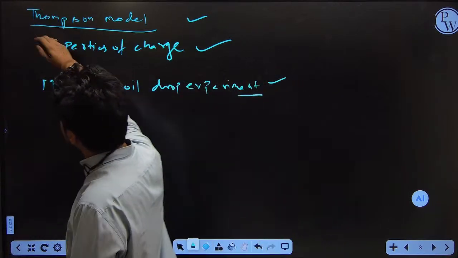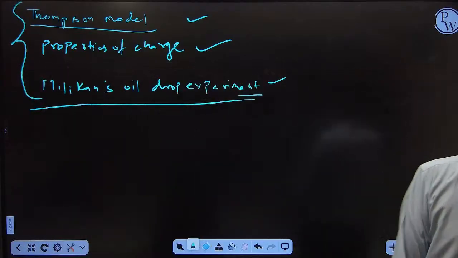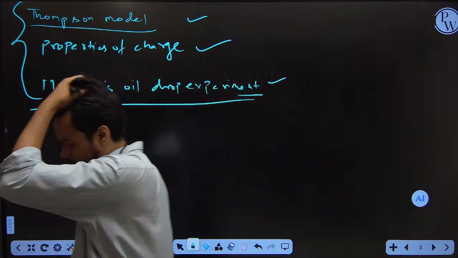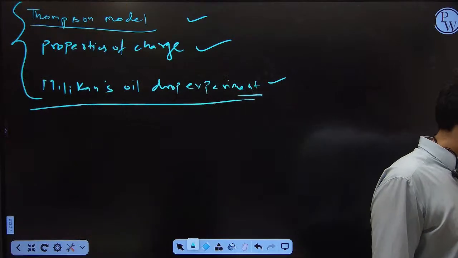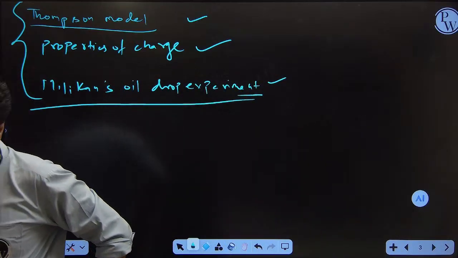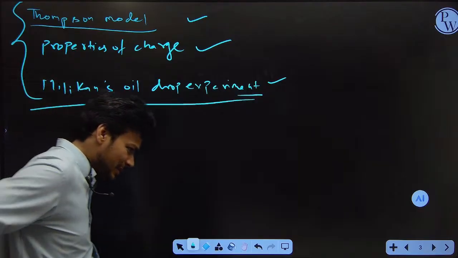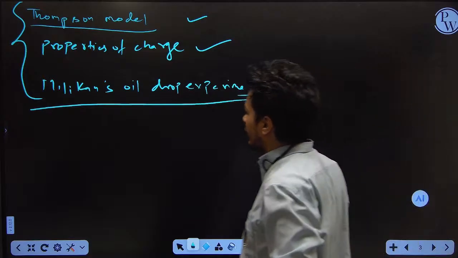Any doubt in these three things? First two weeks in this chapter, it's very difficult to have any doubt. Everything is pretty straightforward. When we get to the modern model, because this is all history, when we get to the current model, that's where things will come. Okay, what is next?